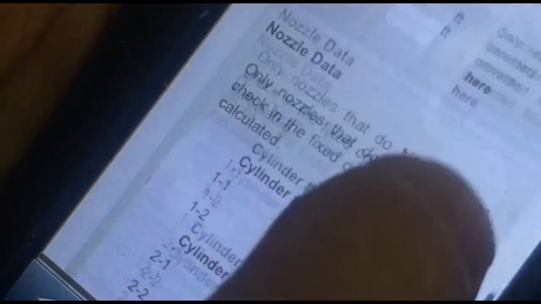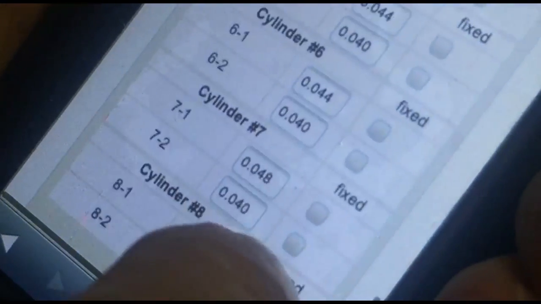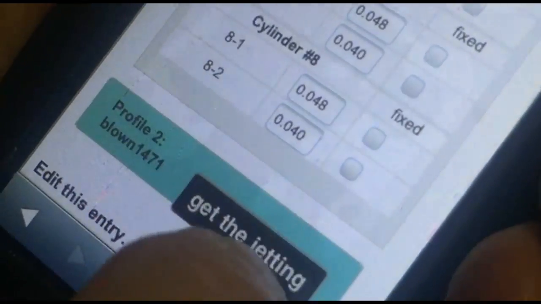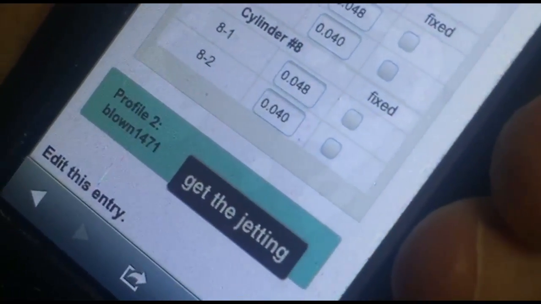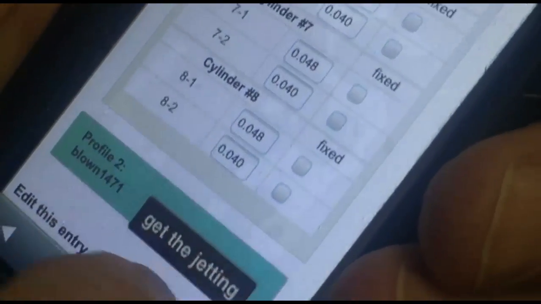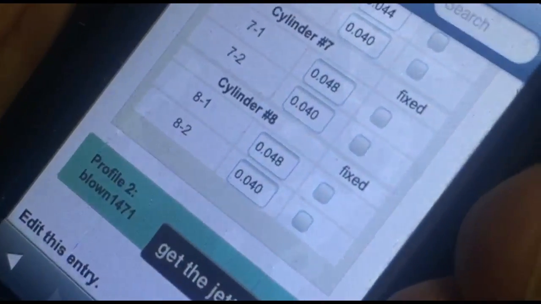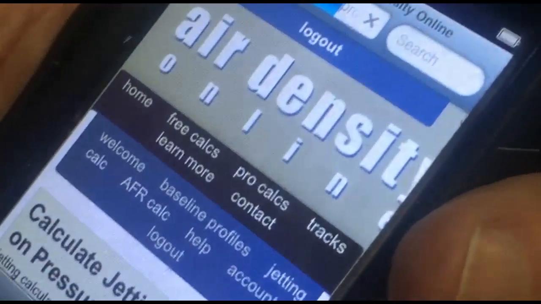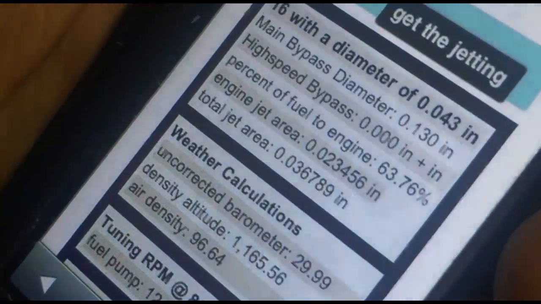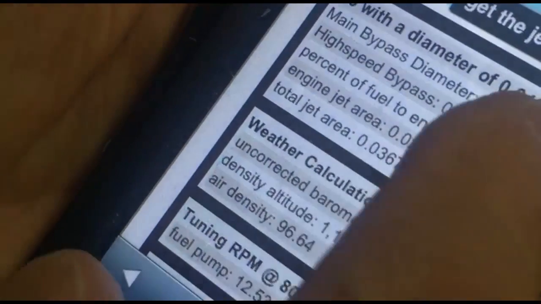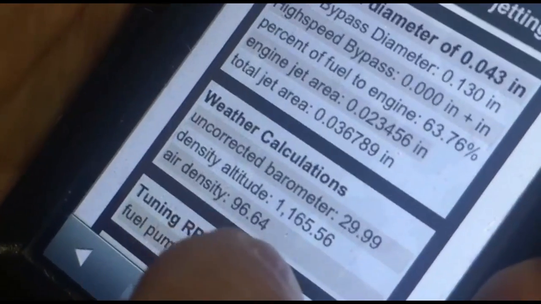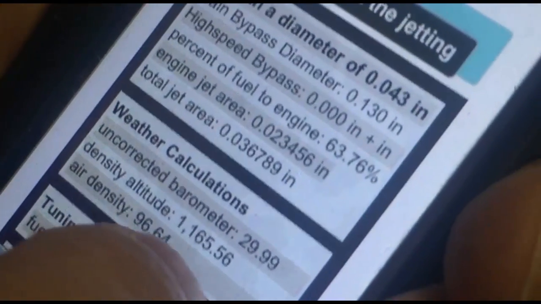We've entered our weather data. All the nozzles and everything are entered, but what's going to happen is the calculator is going to determine the nozzle main bypass combination to get that pressure. Okay, it's selected. Since we have two rows of nozzles, 16, the average diameter would be 43 thousandths in 130 inch, 0.130 main bypass.